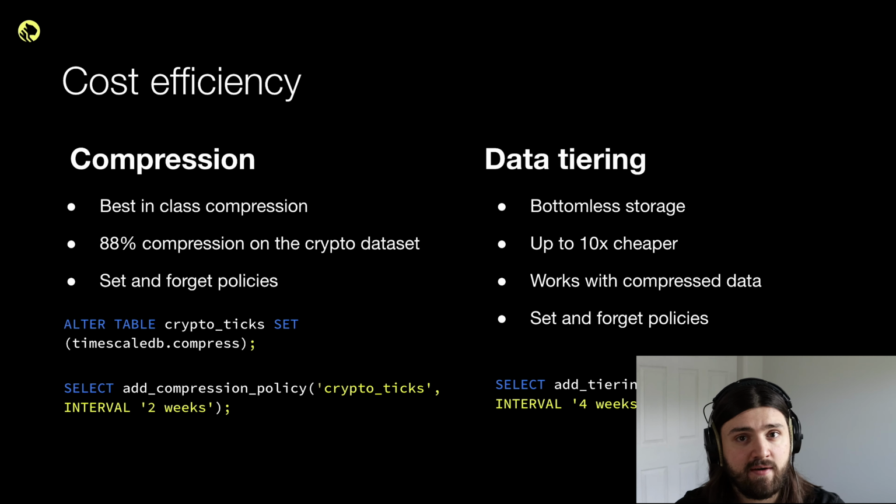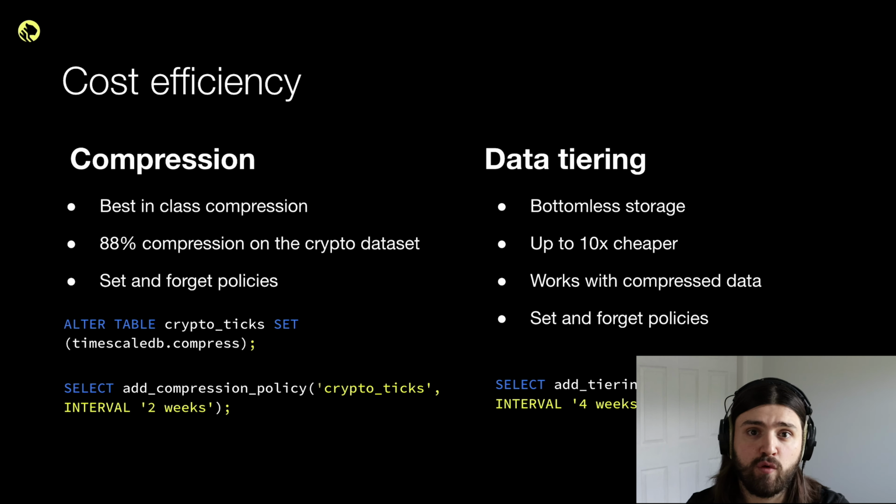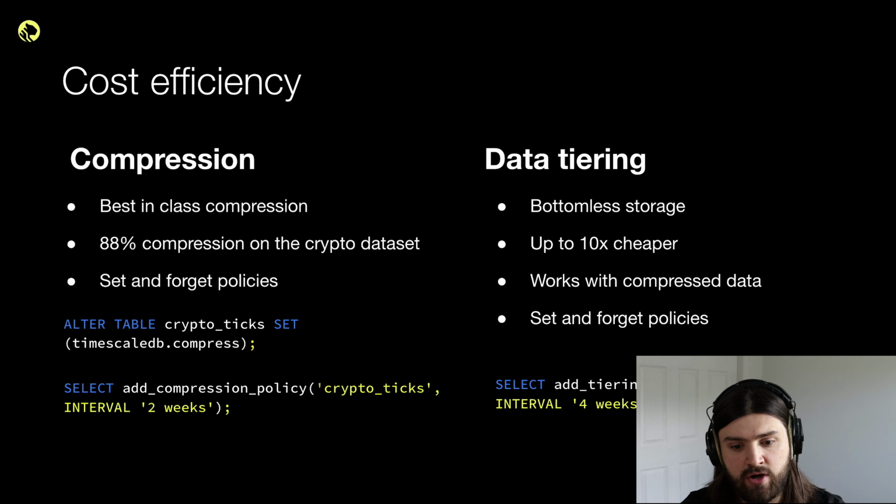Obviously, again, we have the set and forget policies. This is only a single SQL statement here that allows you to essentially tier all the crypto ticks data after 4 weeks. Because in most cases, you're not going to do intensive analysis on data that's older than a couple weeks, maybe a couple months. And what a lot of our people do is they use continuous aggregates over this tiered data, so they have fast access to that aggregated data, but the underlying data stays in the cloud, and they don't have to manually delete it or get rid of it, because that's something you ideally wouldn't want to do.